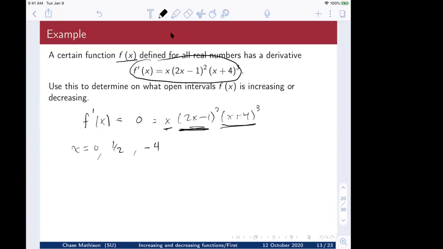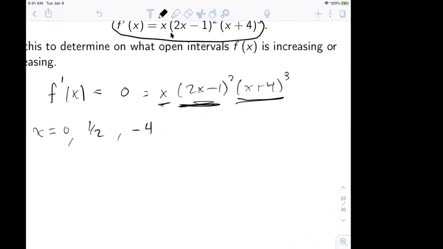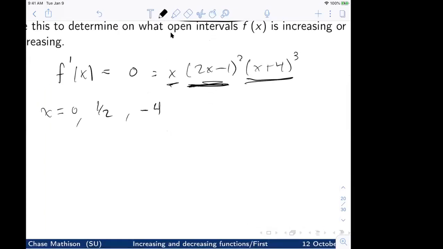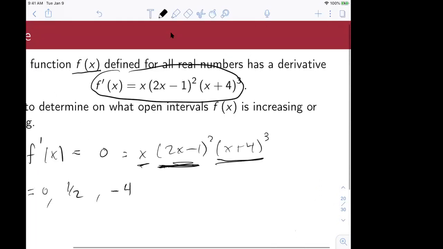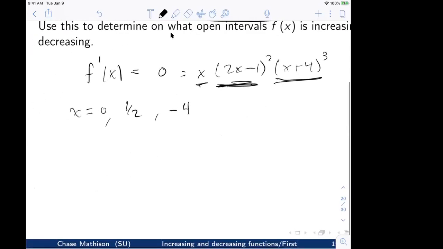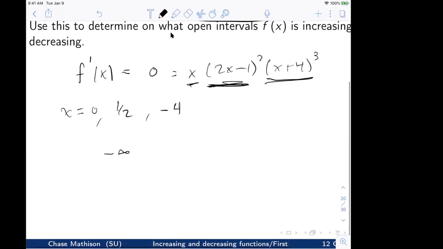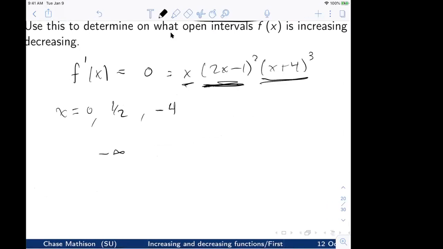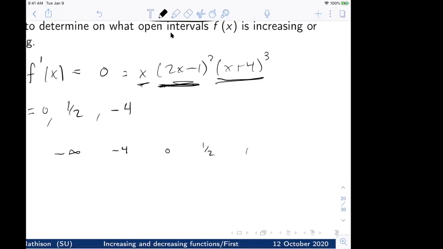Okay. So then step 2 was to make a table, right? I'm going to make a big table. This is defined on all real numbers. So I'm going to make a big table, minus infinity on the left, and then I'm going to list my critical numbers in order. So minus infinity, -4, 0, 1/2, and then positive infinity.